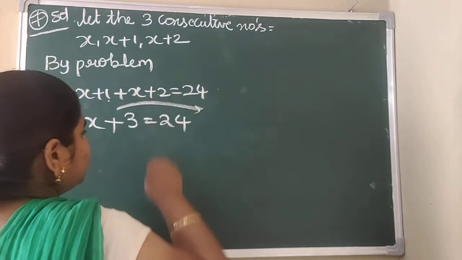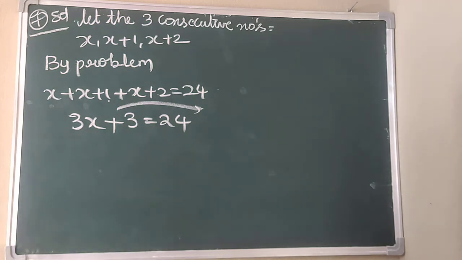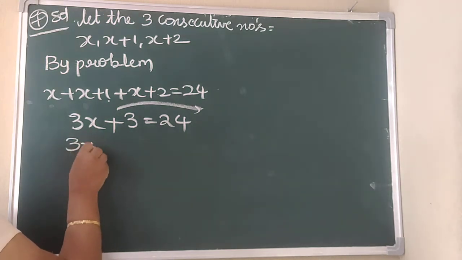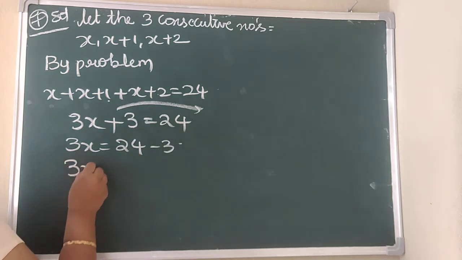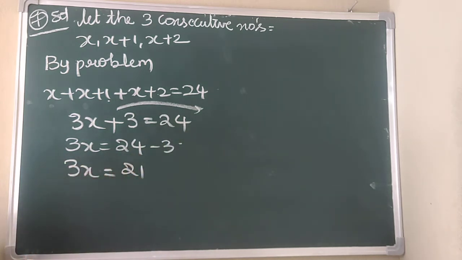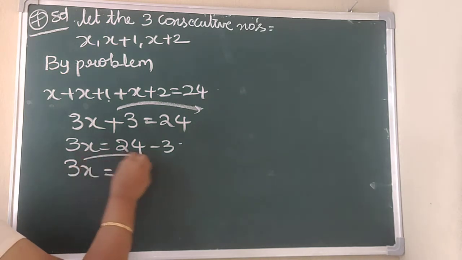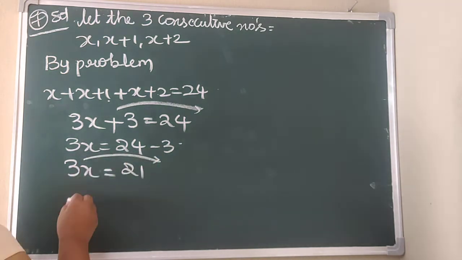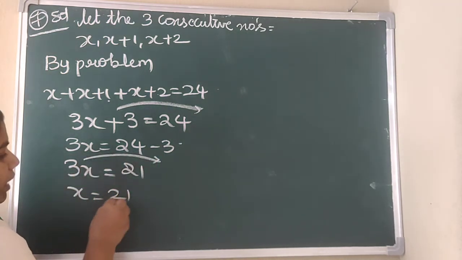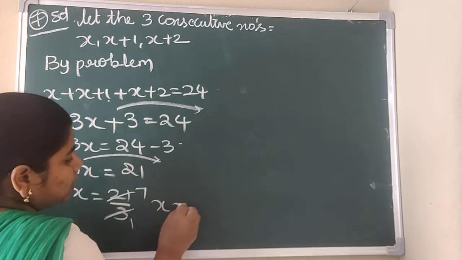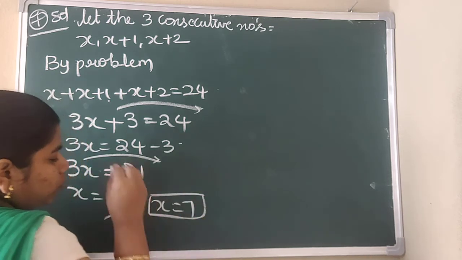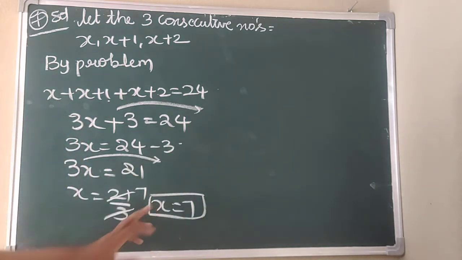So if you transpose this plus 3 to other side, it will become minus. So 3x is equals to 24 minus 3. So 3x will be equals to 21. So now transpose 3 to other side, that will become division. So x is equals to 21 by 3. 3 ones are 3, 3 sevens are 21. So x value is how much now? 7. So only the first consecutive number you got as 7.